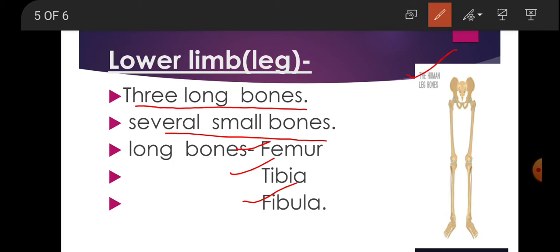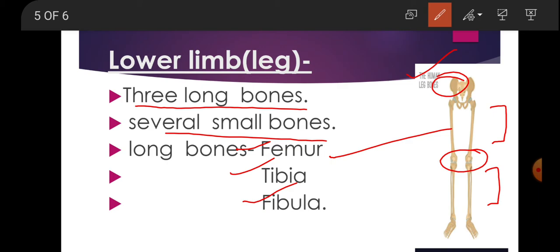Look at this picture again. This is upper leg and this is lower leg. The upper leg has a long bone which is called femur, and is the longest bone, also called the thigh bone. The femur fits into the hip girdle at the top and is connected to the lower leg at the knee.